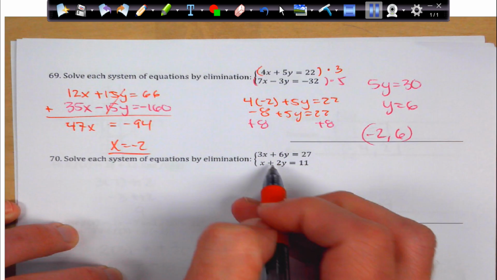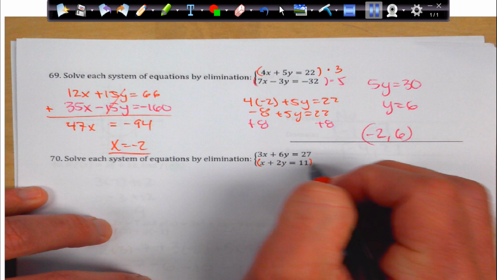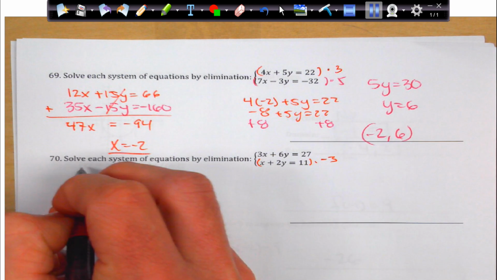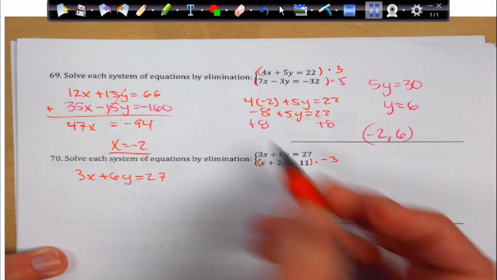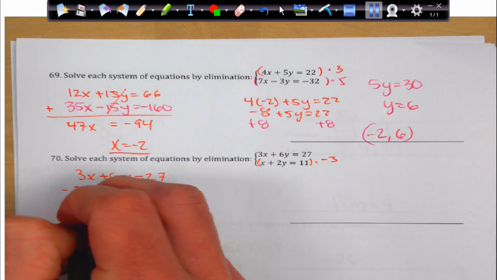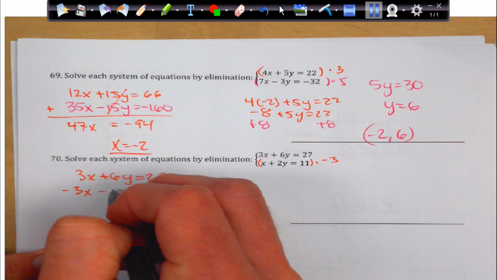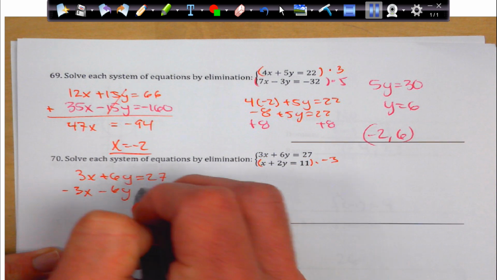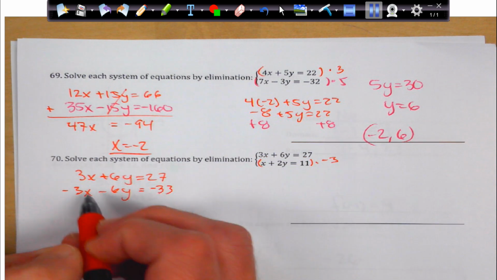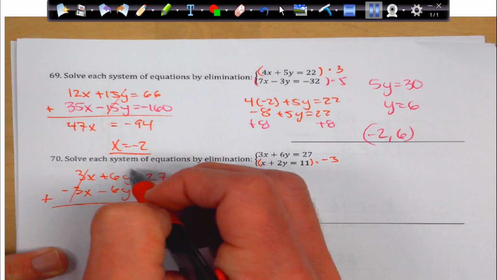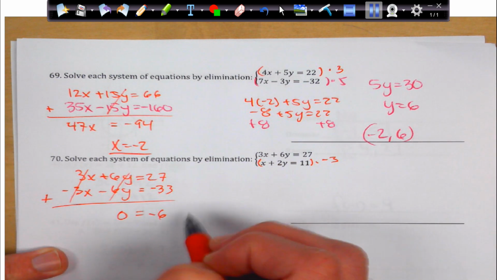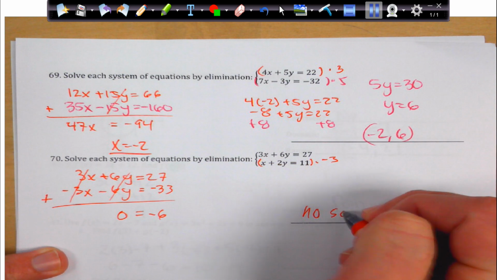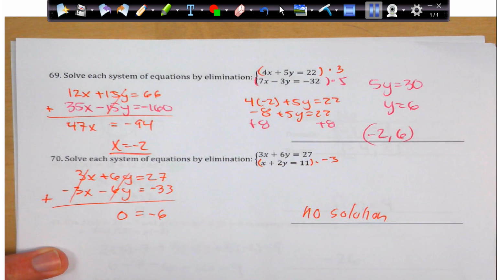And last one here, I'm just going to multiply the bottom one by -3. So I get 3x plus 6y equals 27. That's the top equation. The bottom one's going to become -3x, -6y, and -33. So when I combine these, they cancel, so I get 0 equals, and that becomes -6. That's not true, so no solution.